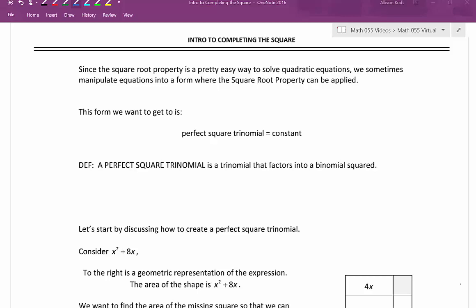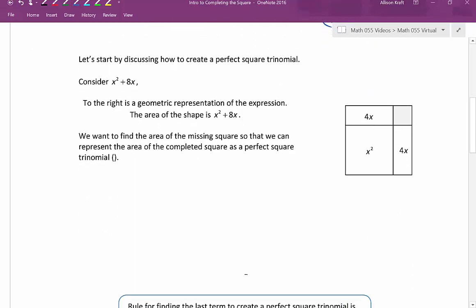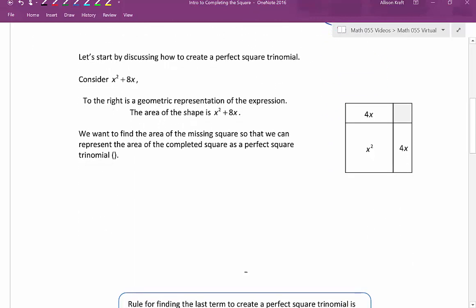And a binomial squared would look like x plus or minus a number raised to the second power. So binomial, two terms, and then all that squared. Let's start by discussing how to create a perfect square trinomial. Let's consider x squared plus 8x.